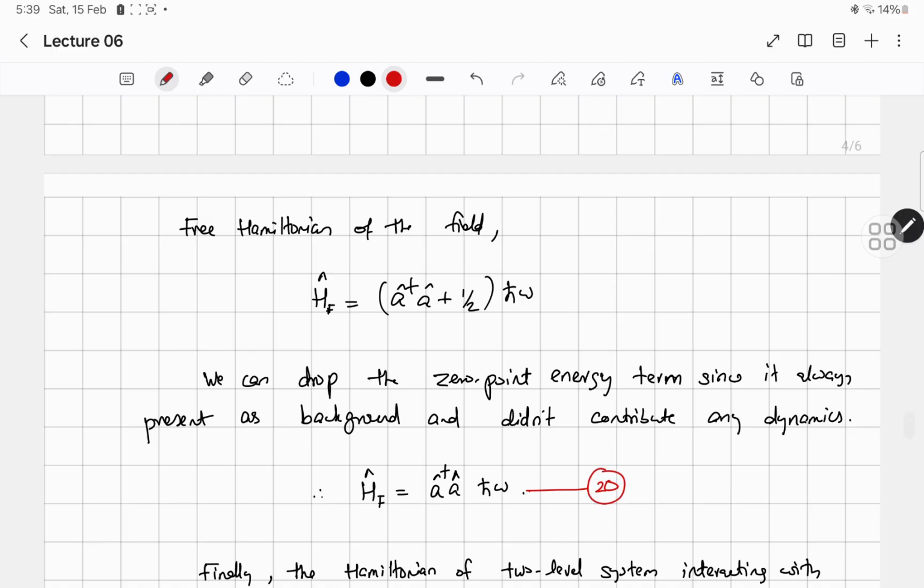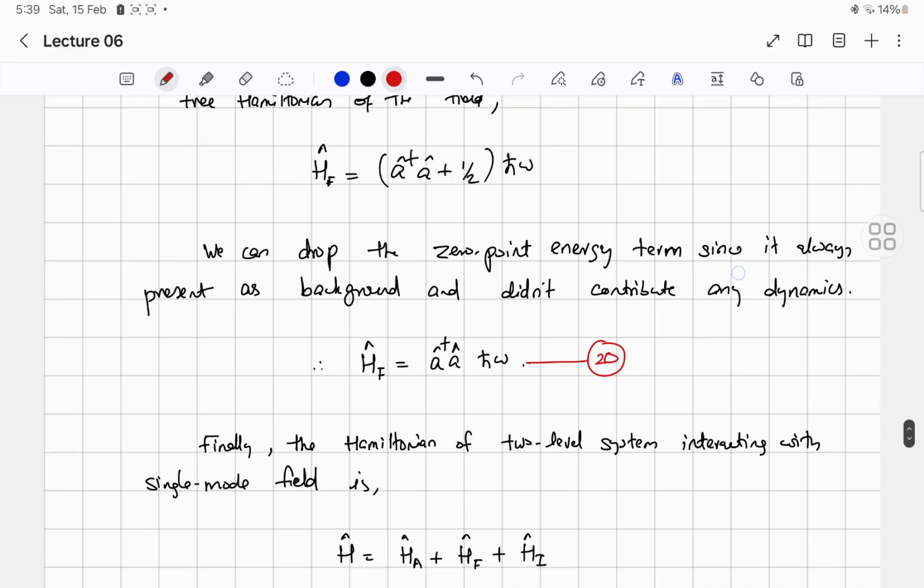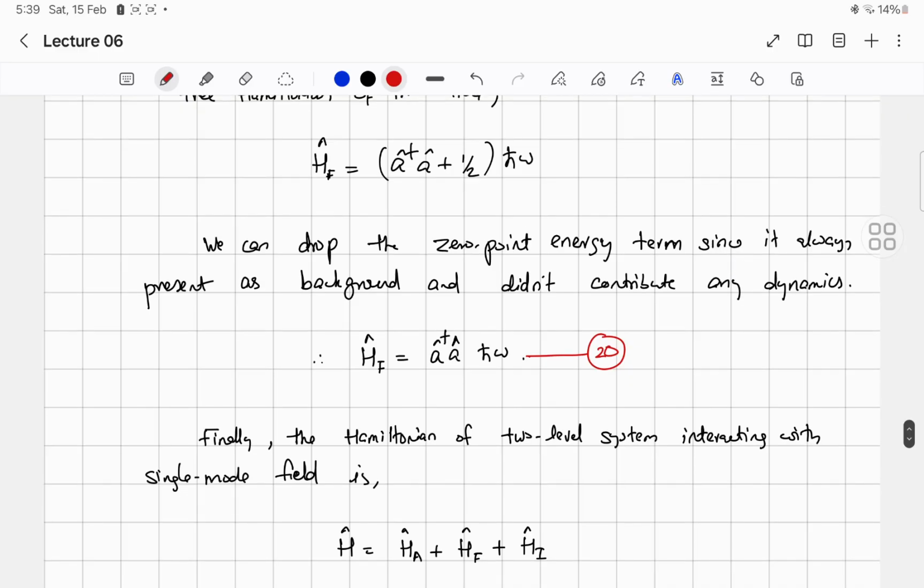Okay, now we have written the free Hamiltonian of the atom and the free Hamiltonian of the field, plus the interaction Hamiltonian. By combining all these three things, I can write the total Hamiltonian of the atom-field interaction between the single mode field and the atom. Okay, remember here I have introduced only the single mode.